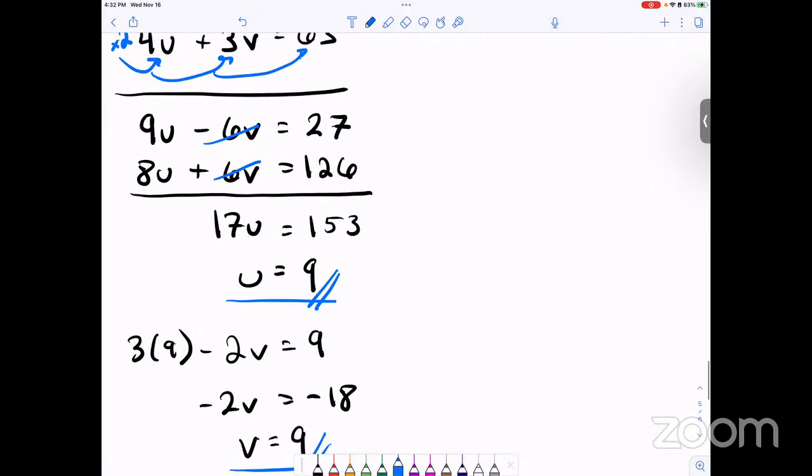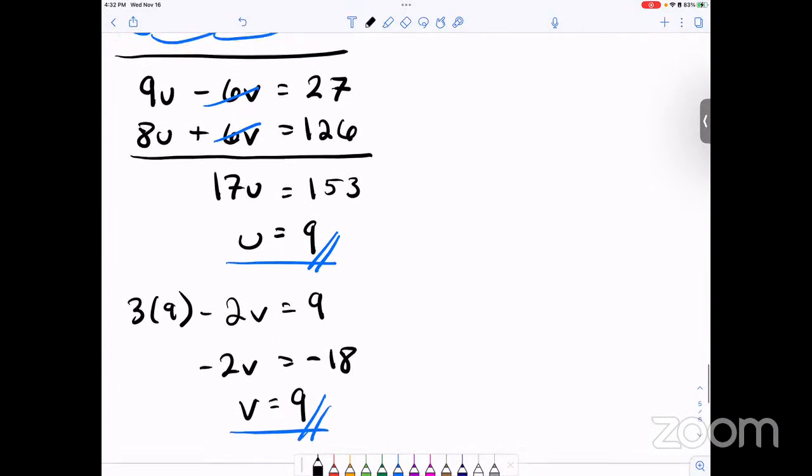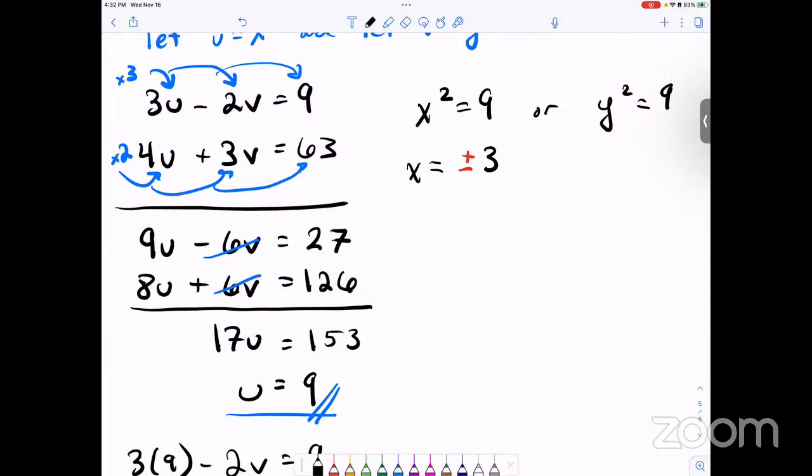So we said u was x squared, so that means x squared equals 9. When you take the square root, x equals plus or minus 3. And then we said y squared equals v. That also is 9. So that means y equals, when we take the square root, you have to introduce plus or minus. So basically it's all 4 combinations using those two. I'm just going to highlight them like this and type the correct answer.